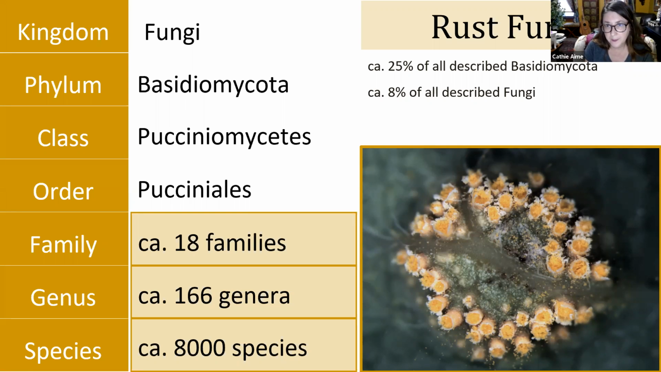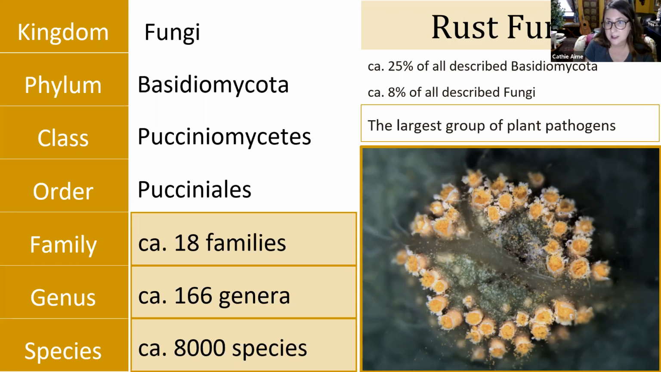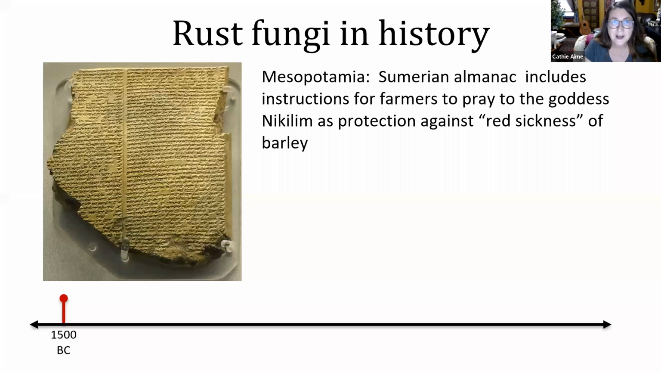But when I ran these numbers a couple of years ago, this could be a little off now, the rusts themselves comprised about a quarter of all of our described basidiomycetes and close to 10% of our described fungi. So again, it's a really species-rich group with 8,000 species, and certainly our largest group of plant pathogens. There are more described species of rust than all of our other plant pathogens put together. So a really large group with these really bizarre life cycles.